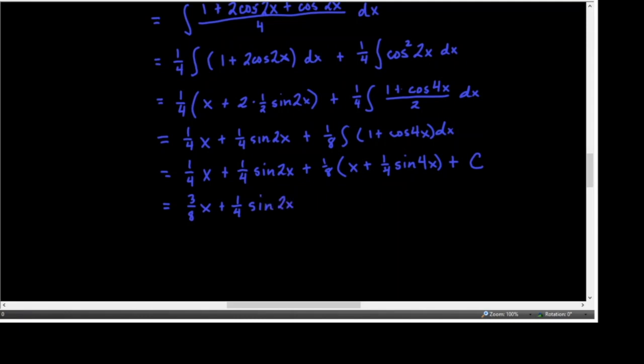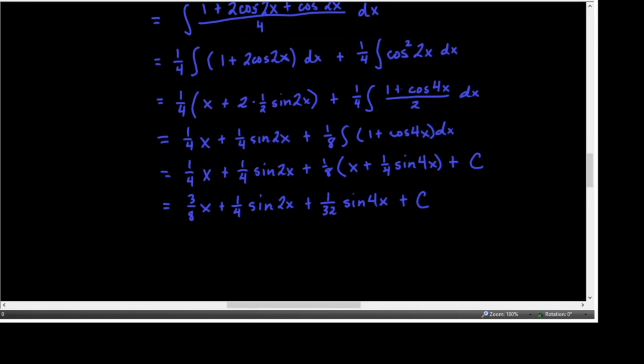I've already done the 1/8 x. Now I'm distributing the 1/8 to the second thing. That'll be 1 over 32 sine of 4x plus c.